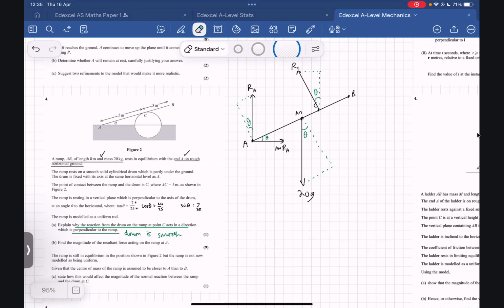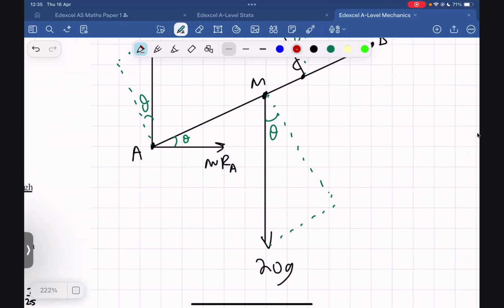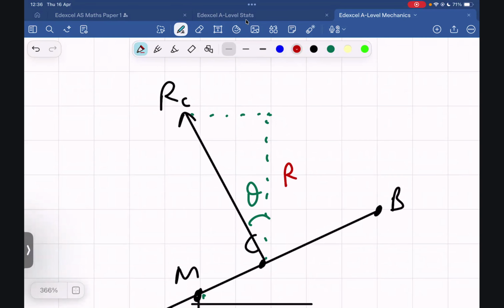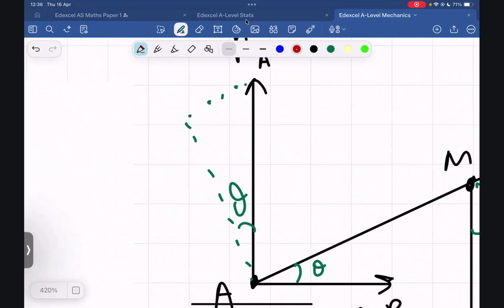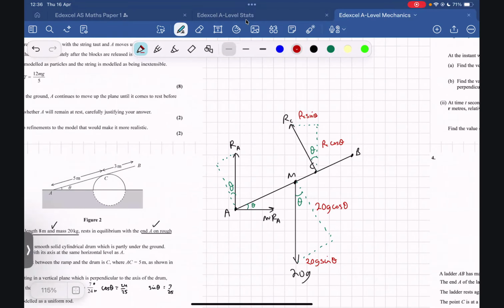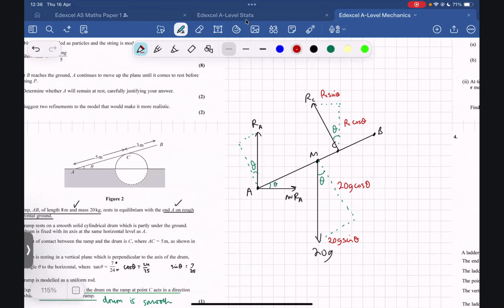Before we carry on, I'll do it in a way that breaks everything down first. So, do you agree that this is 20g cos theta and this one is 20g sine theta? Good. Do you agree that this is RC cos theta and this is RC sine theta? Yeah. Good. We don't need this one, okay? Perfect. And if I need anything else, we can work it out. So let's start the question.